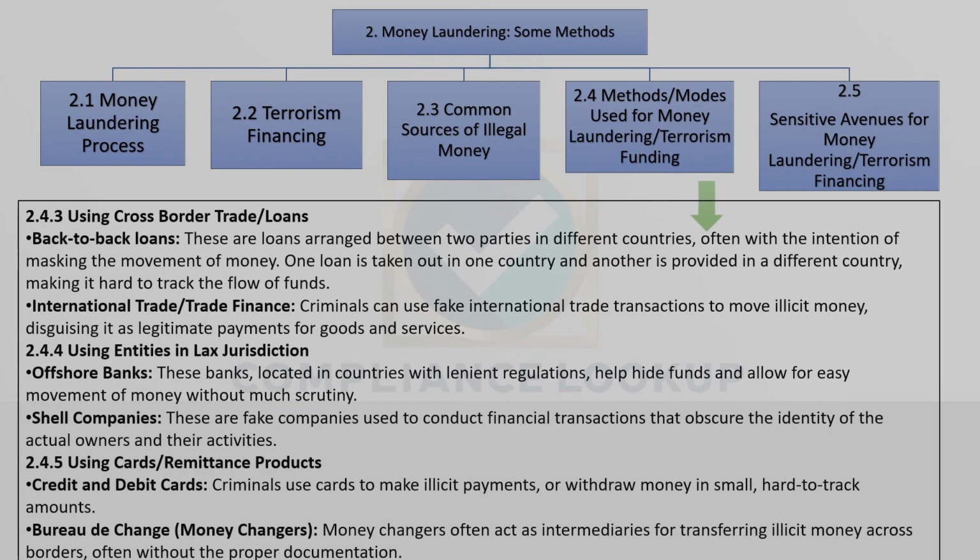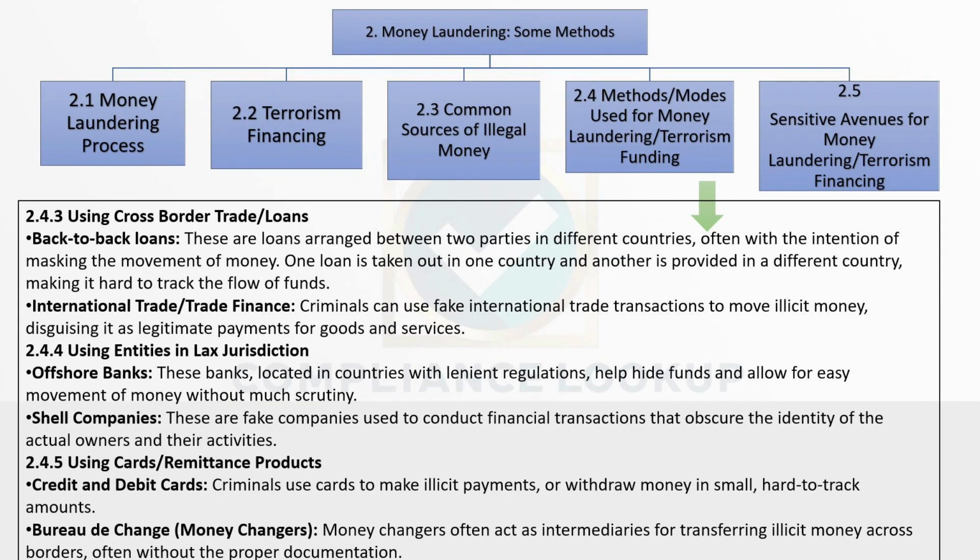Using cross border trade loans, we will see back to back loans. Back to back loans involve two loans arranged between parties in different countries to mask the movement of funds. Typically, a loan is taken out in one country and another loan is issued in a second country, with the two loans offsetting each other. This technique makes it difficult for authorities to trace the flow of money and allows criminals to move funds across borders without raising suspicion.